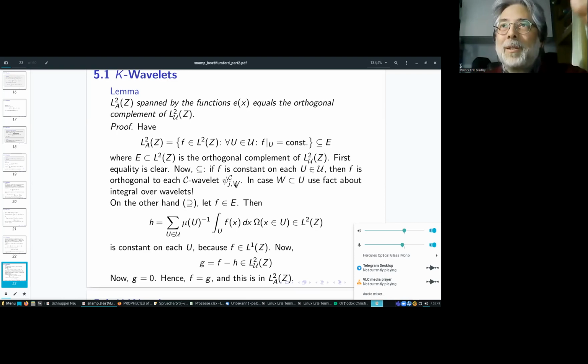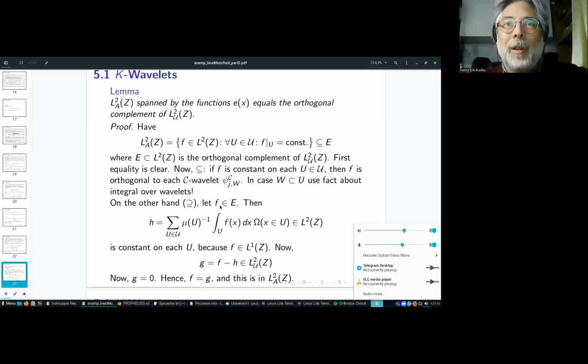Either the sets are disjoint, then it's zero anyway, but if it's a wavelet where the local constancy is one in the other, then you have our fact of integrals over wavelets. The integral will vanish. So that's orthogonality.